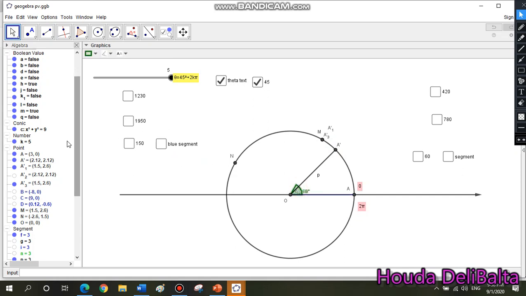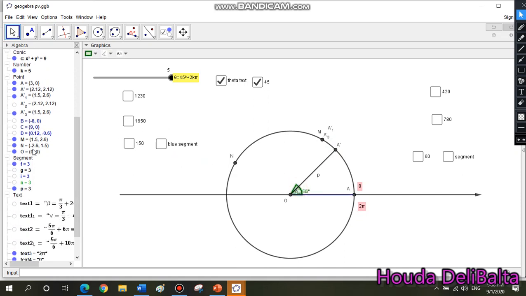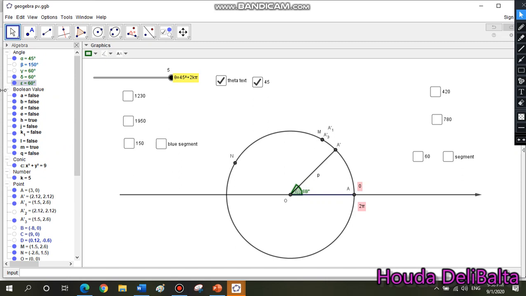Let's delete this one. Okay. So here is the angle corresponding to 45. However I move k, the angle, the endpoint doesn't change. And that's a simple representation of the principal value of an angle.